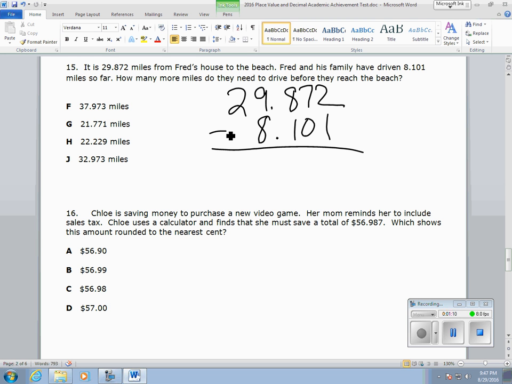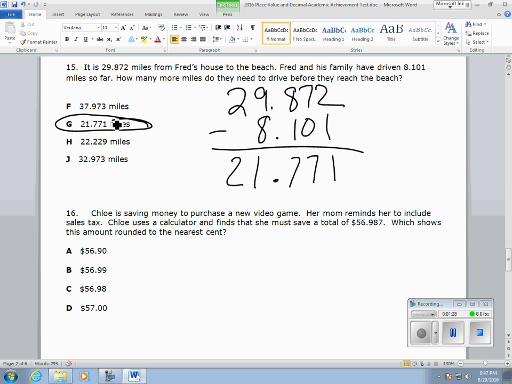So 2 minus 1 is 1. 7 minus 0 is 7. 8 minus 1 is 7. Bring down your decimal. 9 minus 8 is 1. And then 2. Your answer is 21.771 miles.